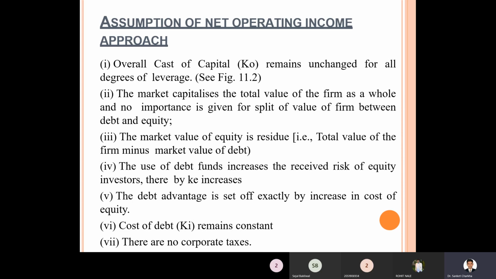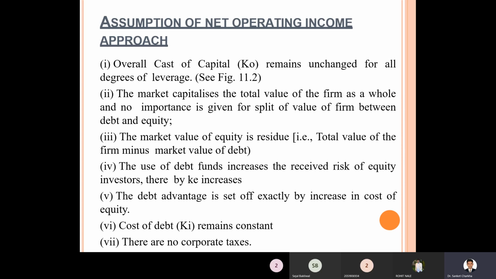Now how has this value been calculated? It is calculated with the formula: total value minus the market value of debt. So the total value, that is the total earnings of the organization, minus the debt value, which is specifically the market value of the debt, the remaining amount will be the market value of equity.